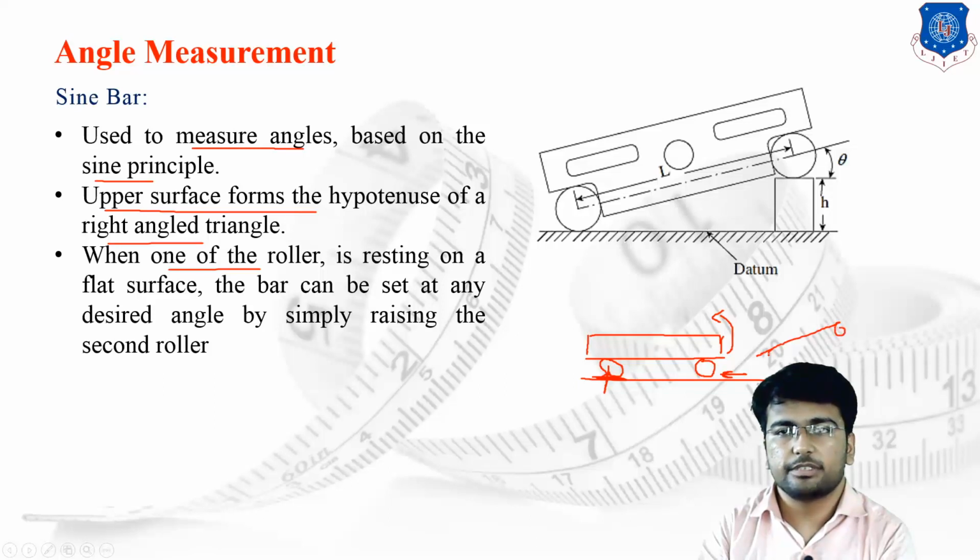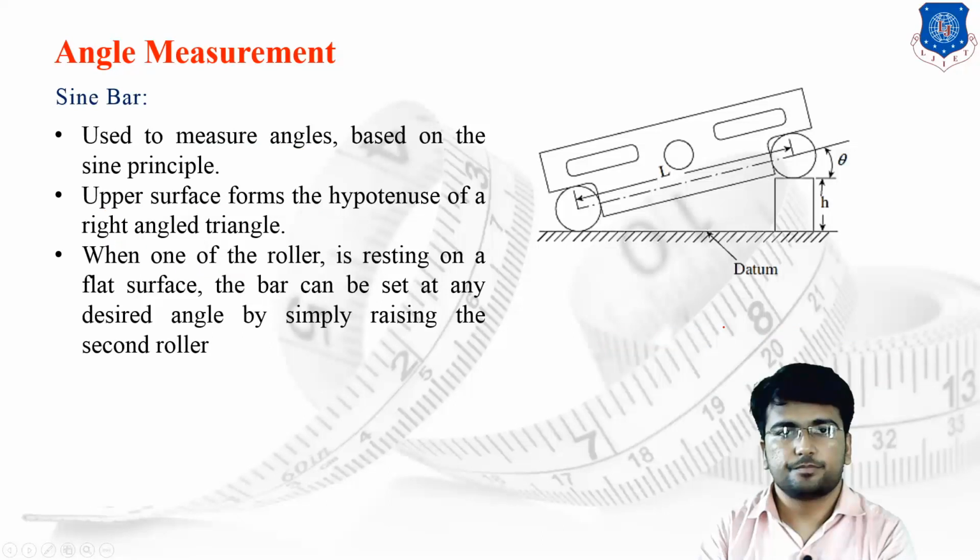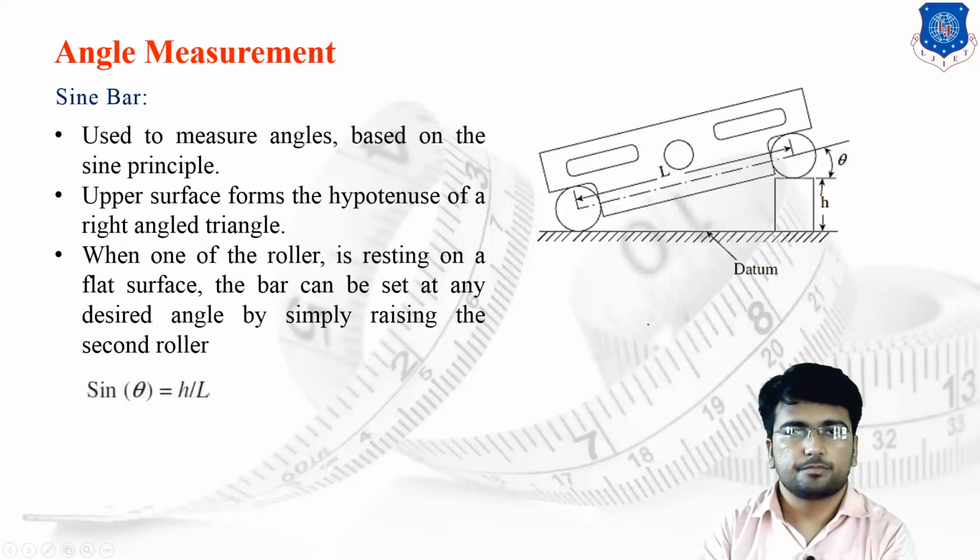Suppose this is your second roller, this is your first roller, and that is your basic surface. Whatever workpiece has been placed, the workpiece has been placed over here, and this is your sine bar. So we have simply lifted the position of the roller, and suppose this is theta, here is A, here is B, and suppose here is C.